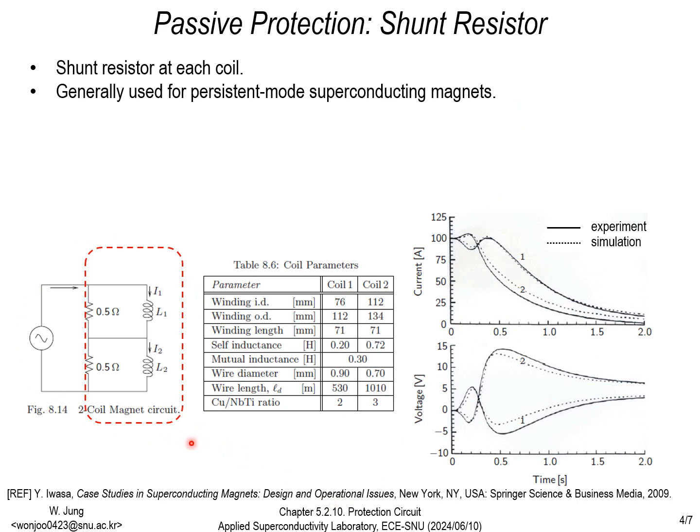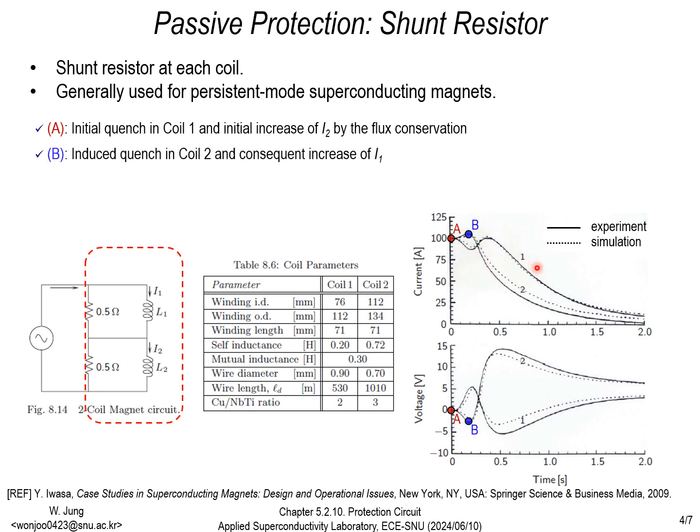When a quench happens in coil 1, the current flowing through coil 1 decreases, while the current through coil 2 increases due to the flux conservation. Eventually, the total voltage reaches the power supply maximum voltage and the currents start to decay. The graph on the right clearly shows the effect of the passive protection.